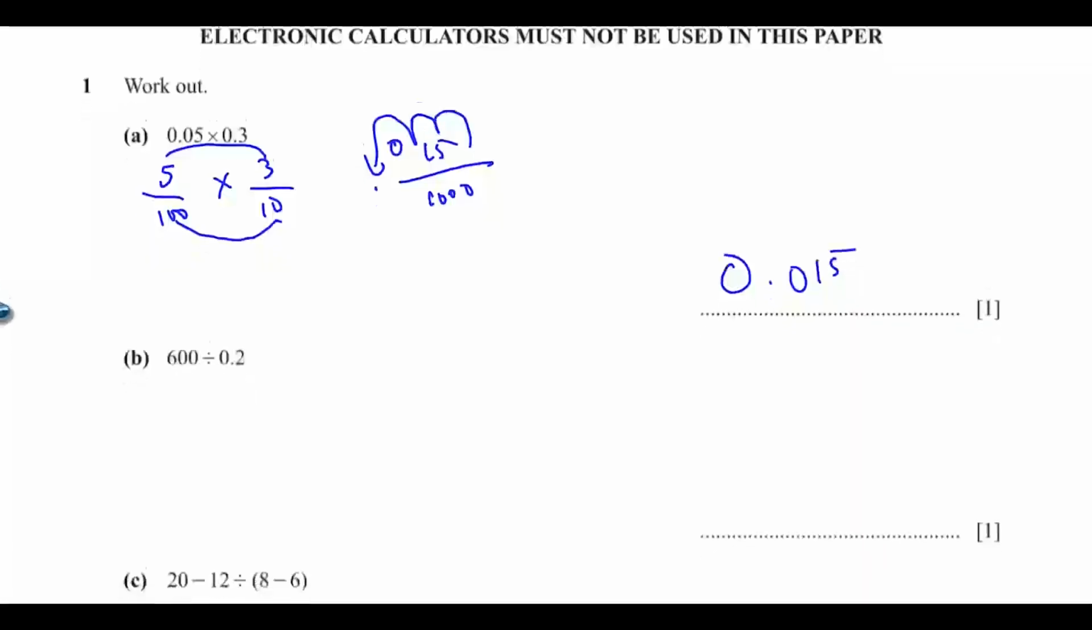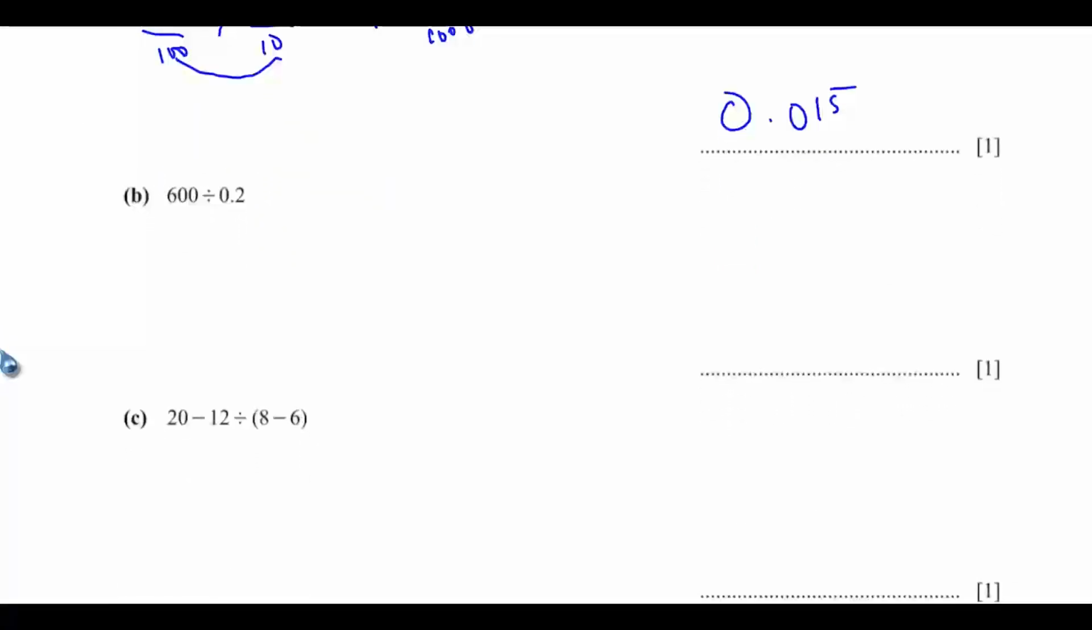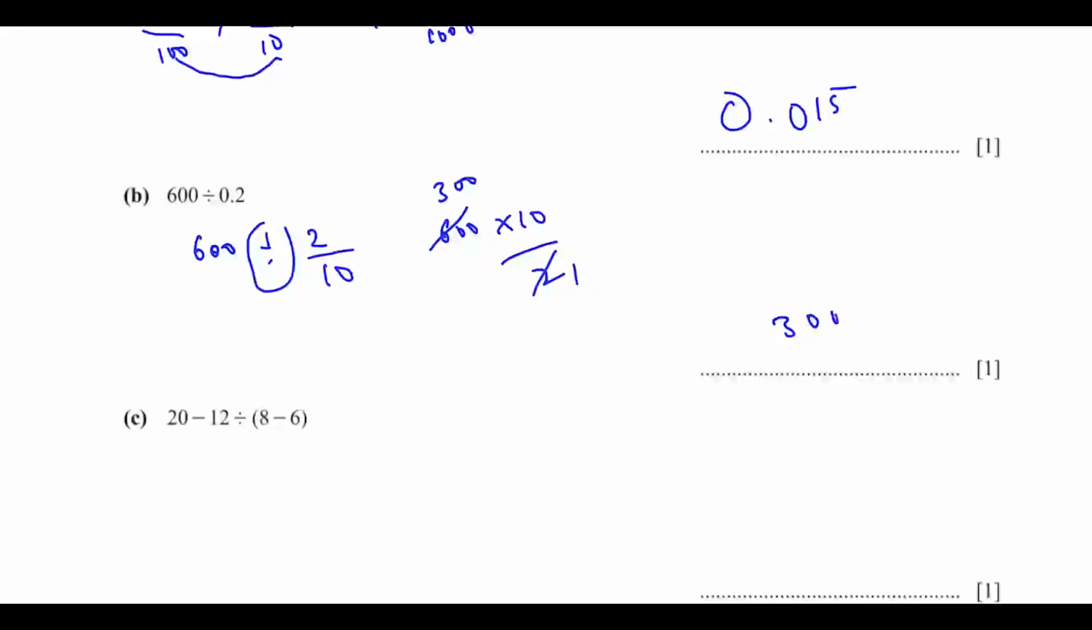Part B, 600 divided by 0.2. Can do the same thing. This is 600 divided by, this is 2 tenths. Okay, then we need to change this sign of division to multiplication, and when that happens, we flip this decimal 2 over 10 to 10 over 2. So that means we're going to have 600 times 10 over 2. So 2 here, 1, 2 in 600, that is 300. So 300 multiplied by 10, that will give you 3,000.